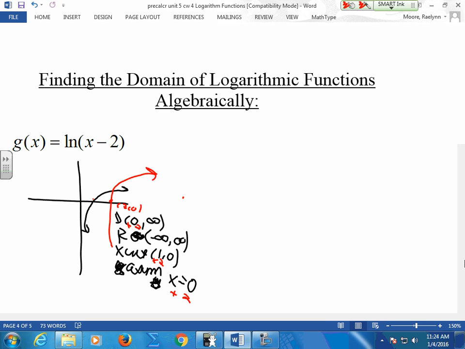So our new domain is 2 to infinity. Our new x-intercept, (3, 0). And our new asymptote, x equals 2. You can't use 2 in this. You can't take the log of a 0 or a negative number because of where that asymptote is.